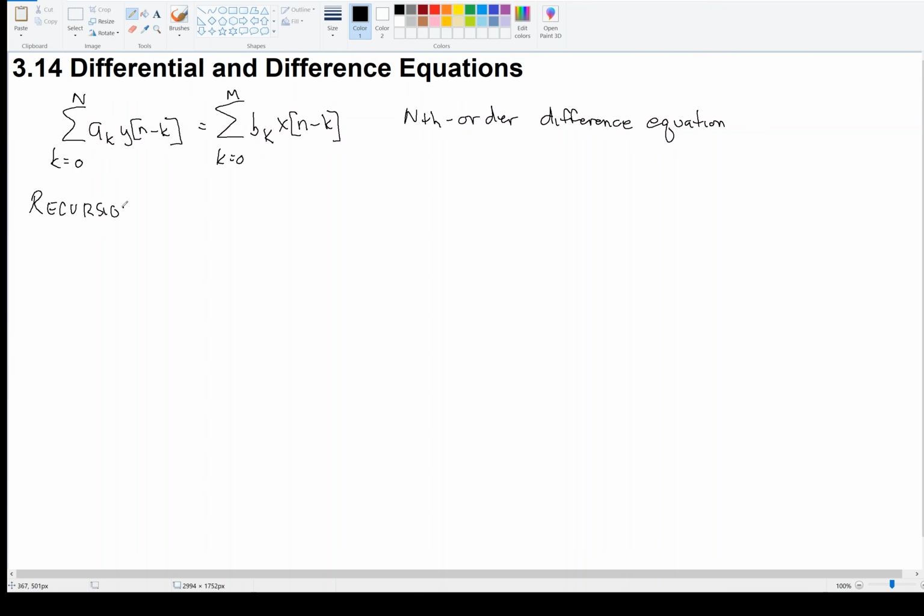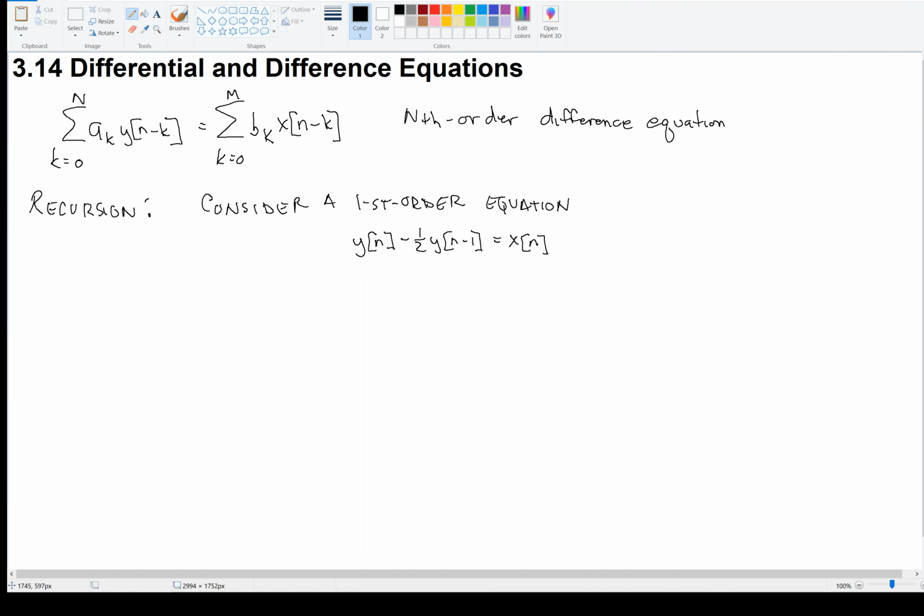We can leverage the fact that these are finitely sized time steps and use recursion to solve them. And so that's what I want to illustrate here with an example. So let's consider a first order equation: y of n minus 1/2 y of n minus 1 equals x of n.